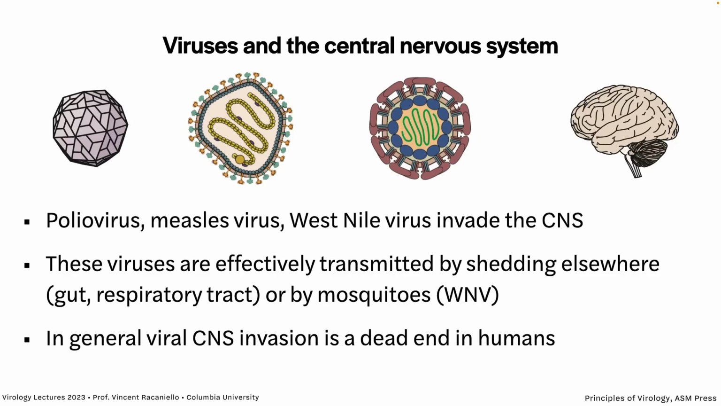I want to make one last comment about viruses in the central nervous system. We've talked today about several that invade the CNS: polio, measles virus, West Nile virus. They are all transmitted in other ways, right? So the gut, fecal, oral, respiratory tract, mosquitoes, that's how the viruses are transmitted. Going in the CNS is a dead end for a virus. So it's an accident. There's no evolutionary selection for the ability of a virus to get in the CNS directly because it does not contribute to transmission. As we'll see when we talk about evolution, the biggest selection pressure for a virus is to transmit well. And going in the CNS simply doesn't do that.